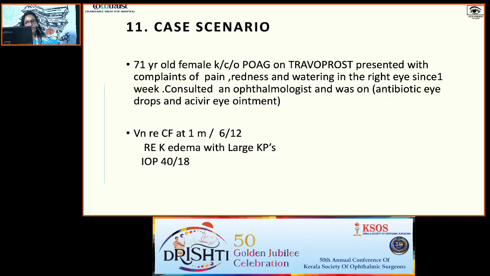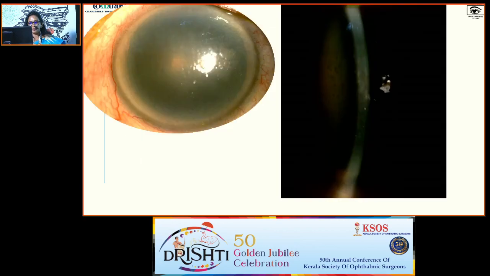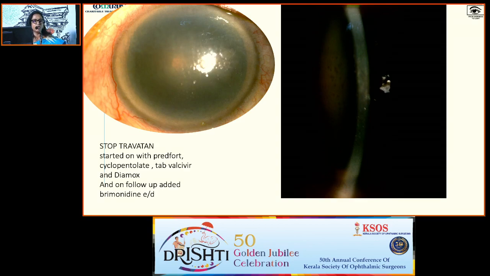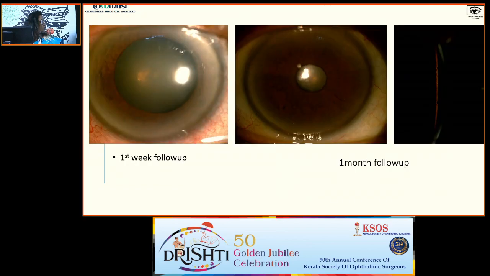There's another female who is on treatment with travoprost and now complains of pain, redness and watering. And this is the picture. She has corneal edema with pigmented KPs. This is a viral keratitis. So we know that prostaglandins can aggravate viral keratitis, and also in uveitic patients we tend to avoid prostaglandins. She was started on steroids, and I changed the Travatan to brimonidine, and this is how the follow-up pictures are.